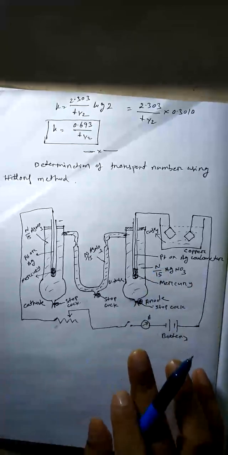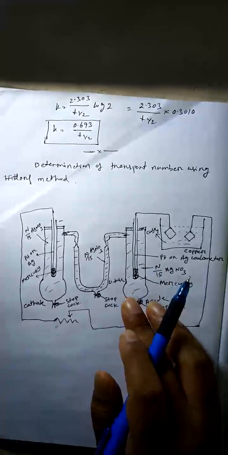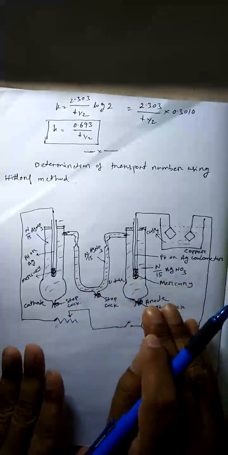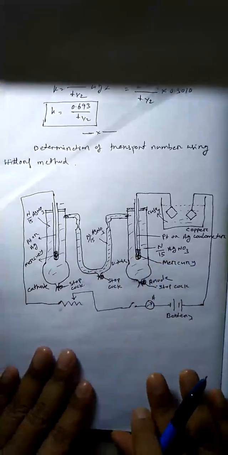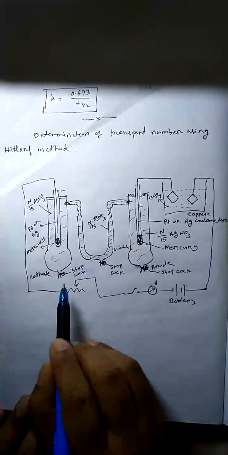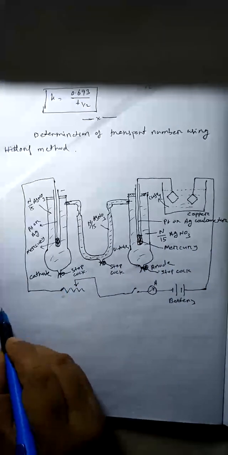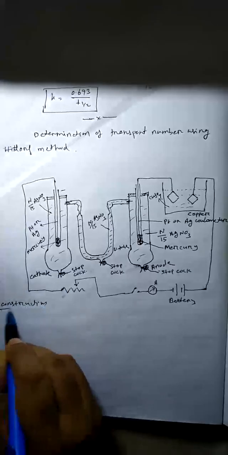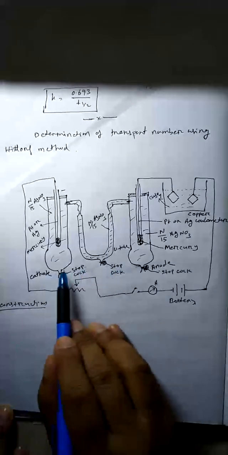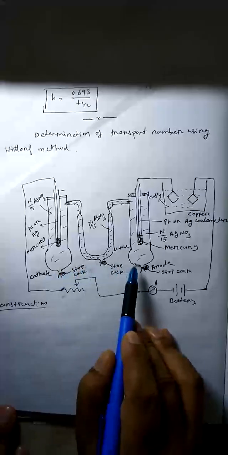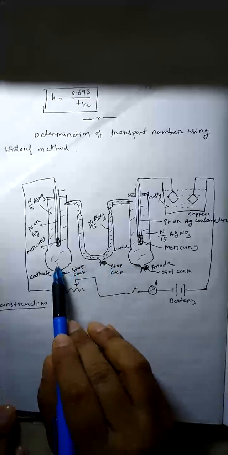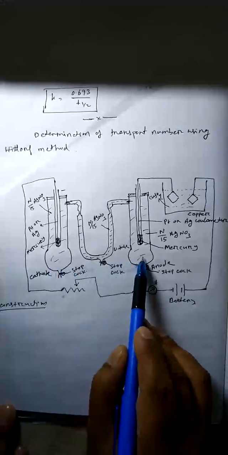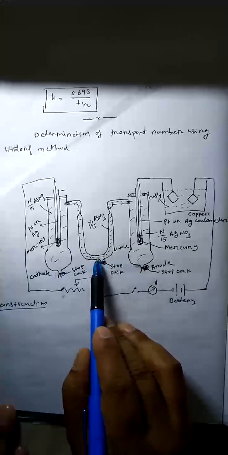What happens in this case? What we do now: first you draw this diagram, a neat and clean diagram. Then first you write the construction part. In the construction part you write that the apparatus consists of three glass tubes. The left portion is the cathode, the right portion is the anode, and the middle portion is the U tube.